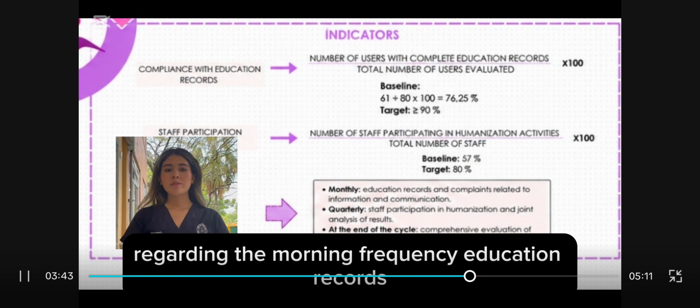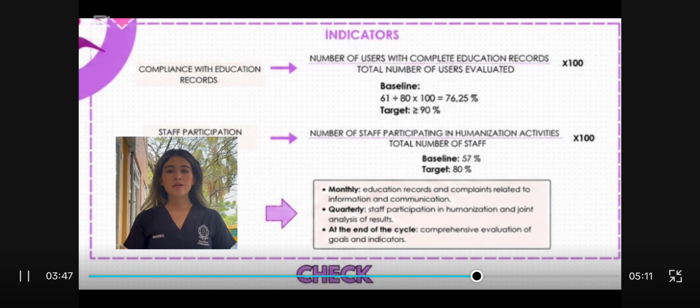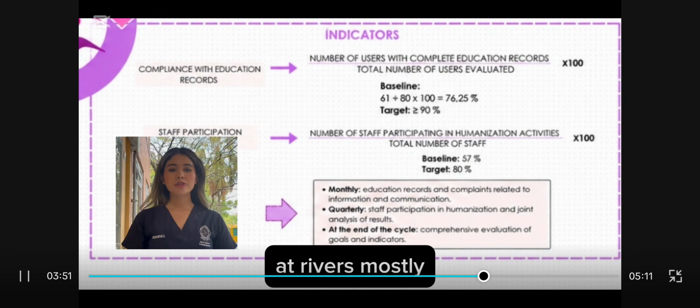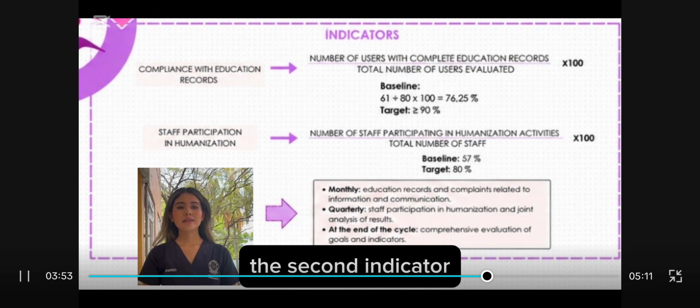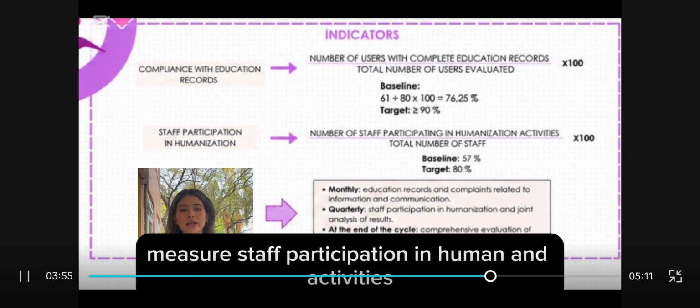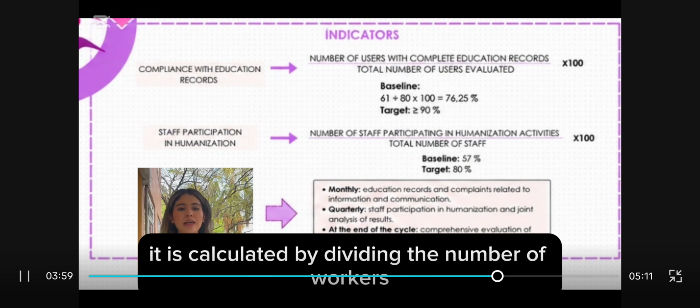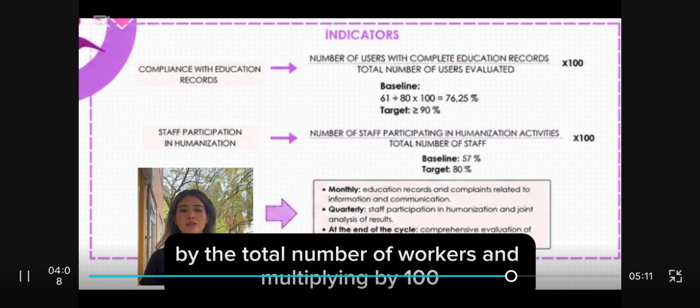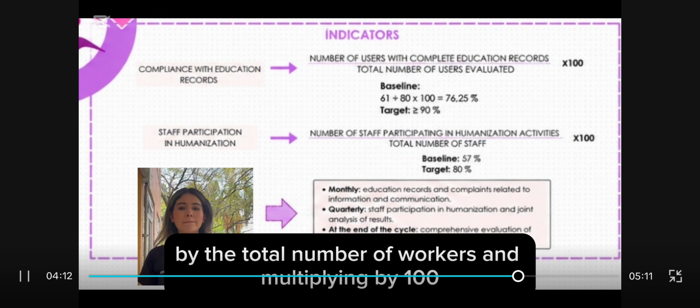Regarding the monitoring frequency, education records and completeness related to information and communication are reviewed monthly. The second indicator measures staff participation in humanization activities. It is calculated by dividing the number of workers participating in humanization activities by the total number of workers and multiplying by 100.